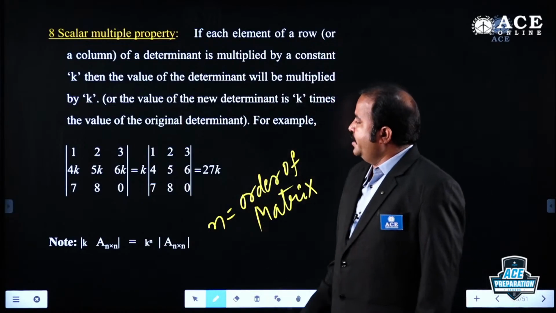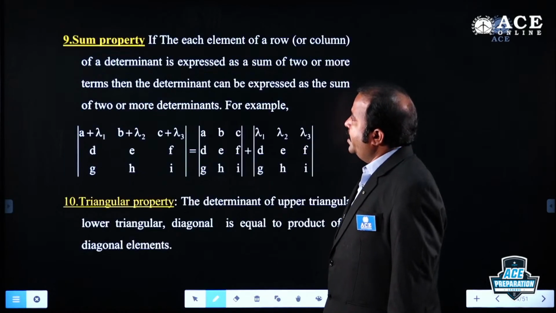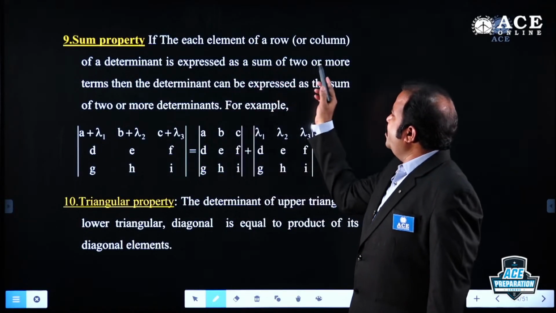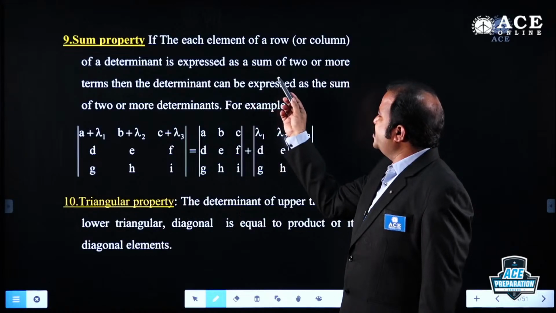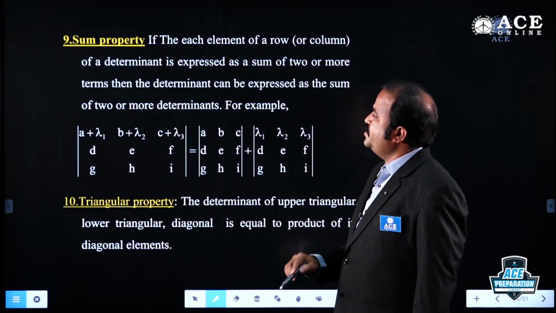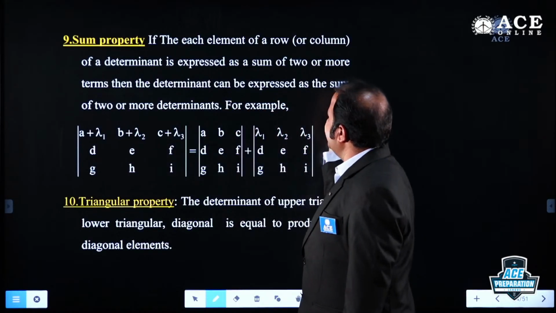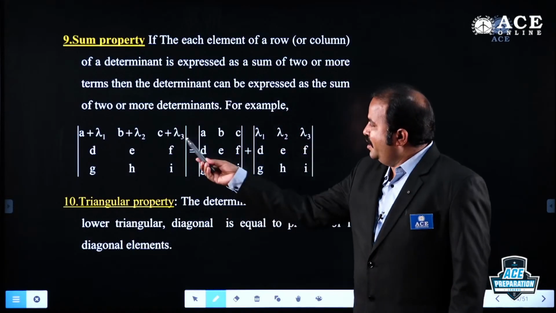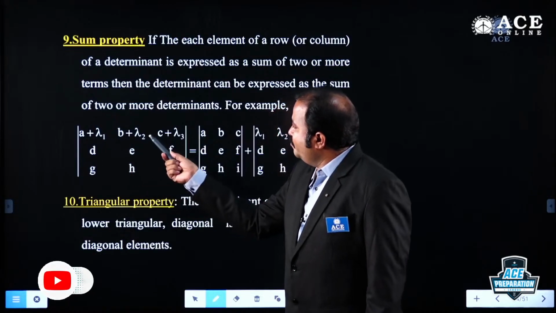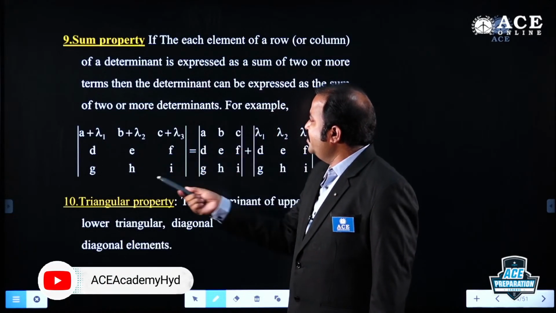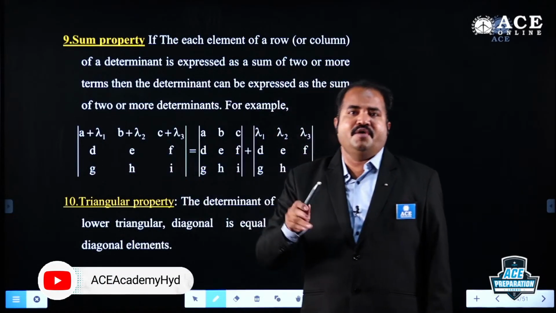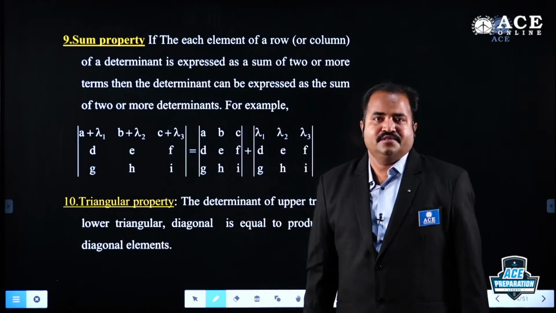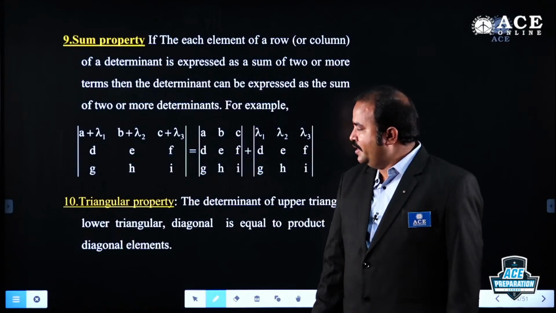Okay, this is the 8th one. Look at sum property. What is the sum property? If each element of a row or column of a determinant is expressed as a sum of two or more terms, then the determinant can be expressed as the sum of two or more determinants. For example, look at det of a plus lambda 1, b plus lambda 2, c plus lambda 3. So first row elements are sums of two elements or not? So this determinant can be expressed as the sum of two determinants. This is also a very important property.